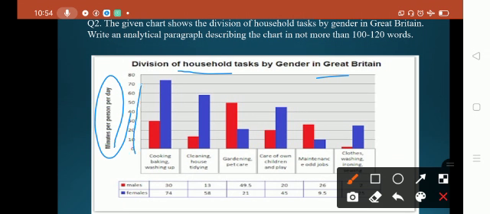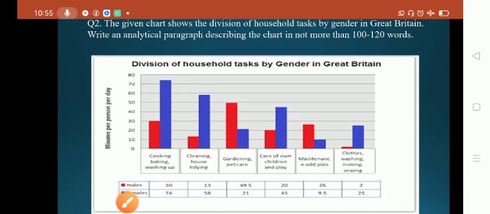Now these are the tasks: cooking, baking, washing, cleaning house, tidying, gardening, pet care, care of own children and play, maintenance, odd jobs, clothes washing, ironing. Okay, so the red depicts the male, while the blue bar depicts the females. Okay, so these are the facts given, figures are given. Let's understand it.